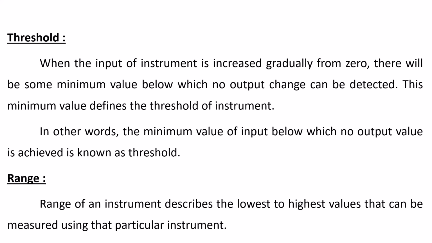Range. The range of an instrument describes the lowest and highest values that can be measured using that particular instrument. For example, we are using an ordinary scale. The lowest dimension we can measure is maybe 1 mm, and the highest value may be 15 mm if it is a 15 mm scale. So the lowest and highest values describe the range of measurements.